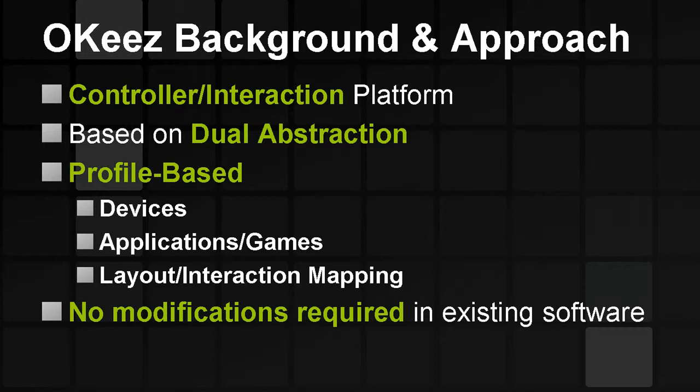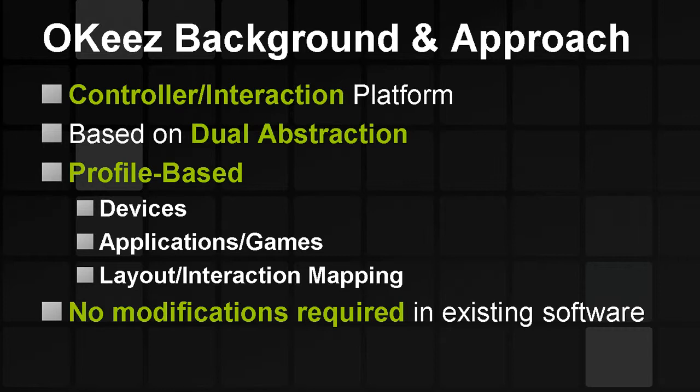So for those of you that don't know us, we are building a controller interaction platform. And this is based on a principle that we call dual abstraction. This means that we're not going to try and write code that needs to be integrated in the development phase of applications. We are abstracting both the controller or interaction device and the device or application that we want to control or interact with. And all of this is based on profiles.